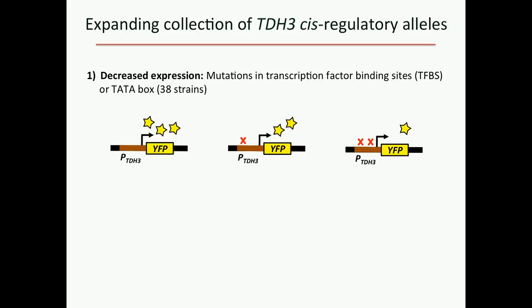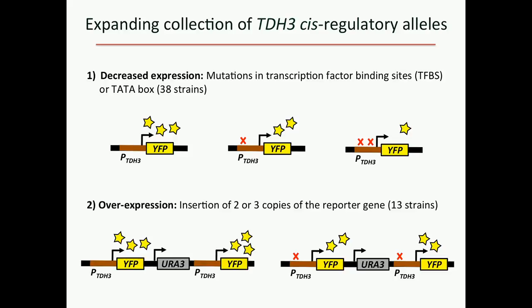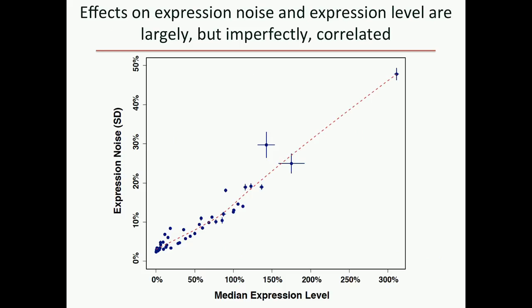We also started mutating the TATA box, which wasn't mutated initially because there wasn't a G or a C in it. We also made some lines that had 2 or 3 copies, sometimes with mutations in those, basically just trying to spread out and sample a range of mean expression levels and noise values. So these are the points, the genotypes we analyzed.